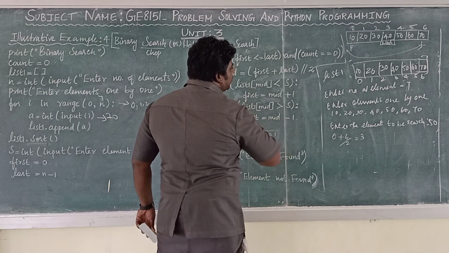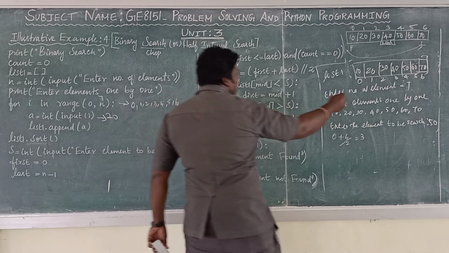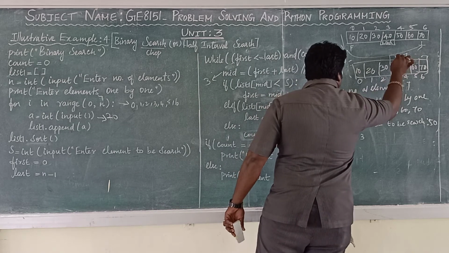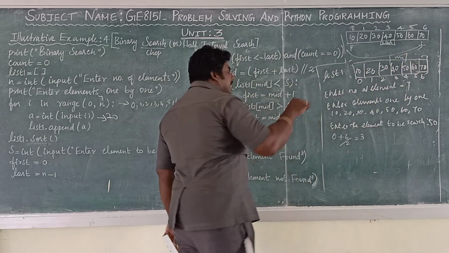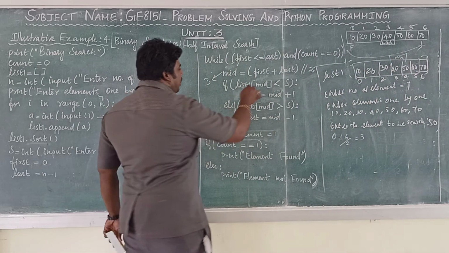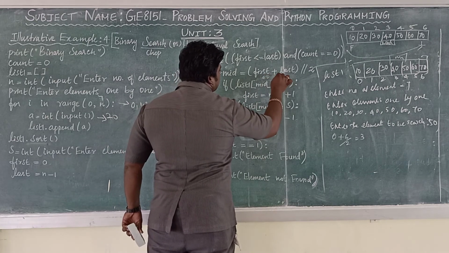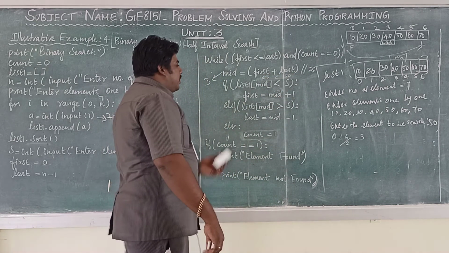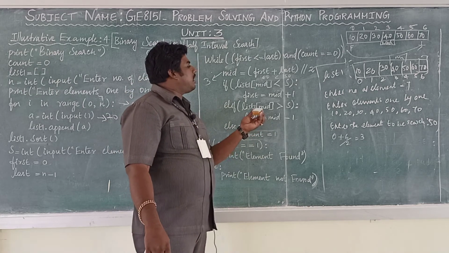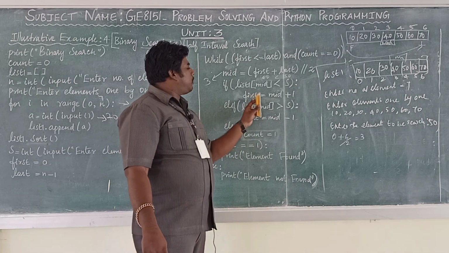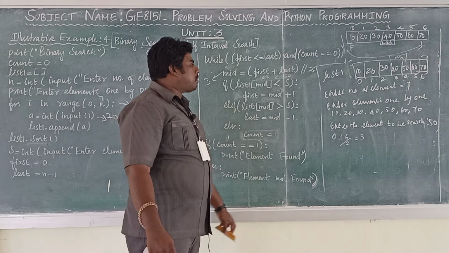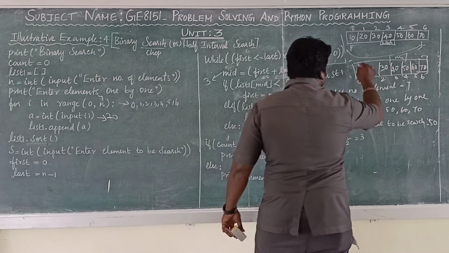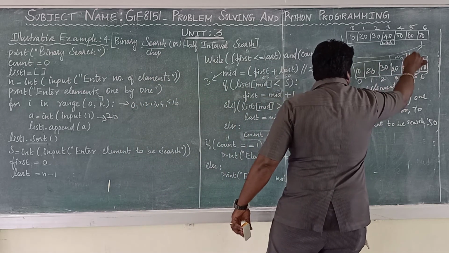Now list of mid. What is list of mid? So in the list of mid, 3, this is the mid. So in the list, which element is mid? 40. So 40 less than search element, which is 50. Whether the condition is true? Yes, the condition is true. If the condition is true, it means first equal to mid plus 1.